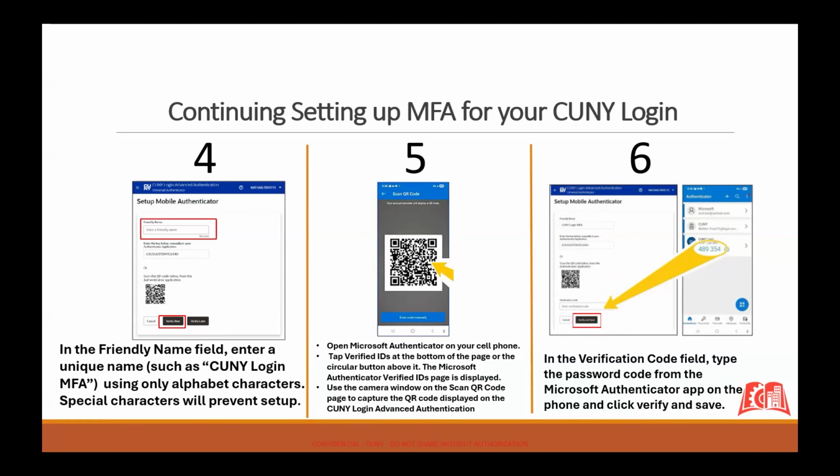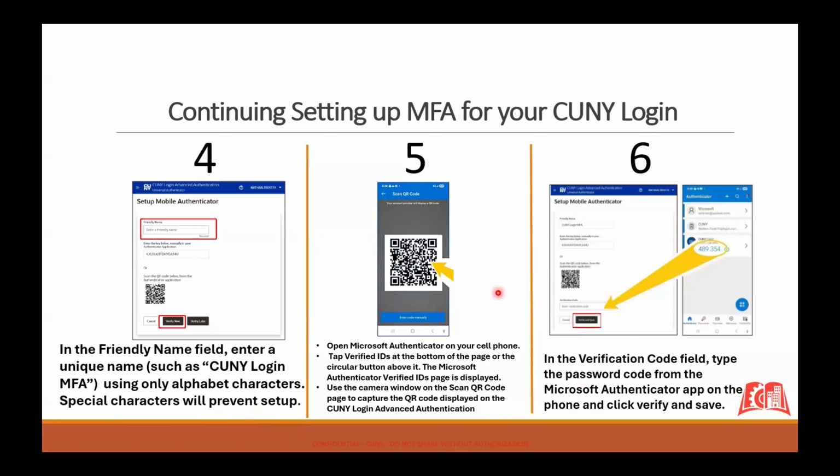If you are already using another multi-factor authentication app, you may feel free to continue using it, as the steps are the same and you're either scanning a QR code or entering a key to set up your MFA. But we also do recommend the Microsoft Authenticator app since it works well with your student email account. So when you're setting up your multi-factor authentication, make sure you put in a unique name. In our case, we just put in CUNY login MFA, and make sure you're only using alphabet characters. Don't use any special characters because that will prevent your MFA from successfully setting up.